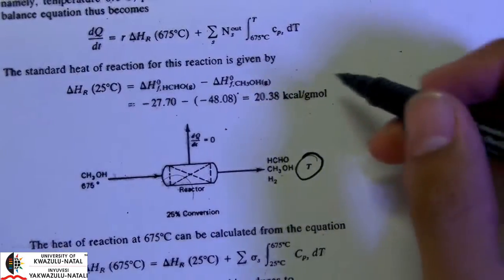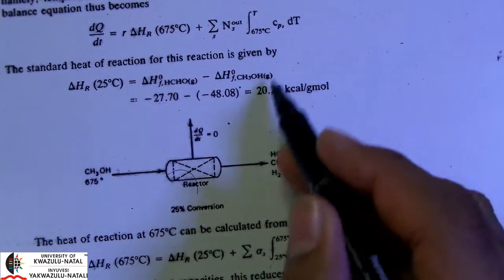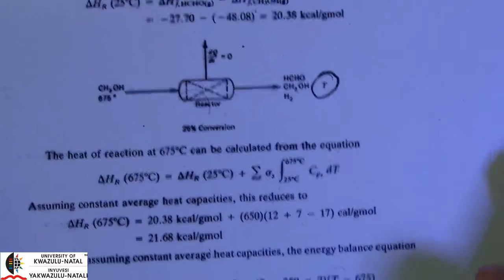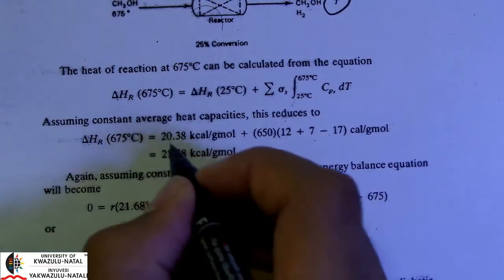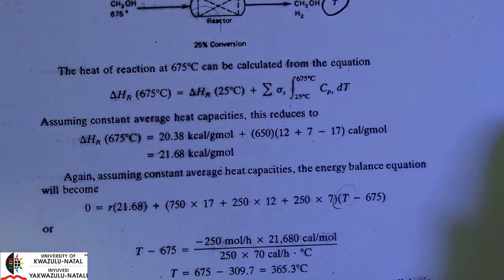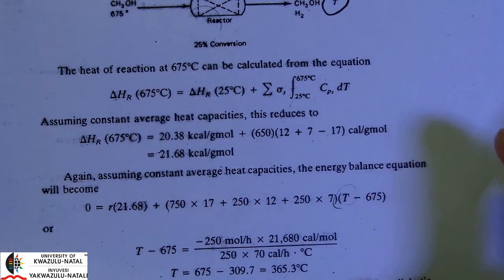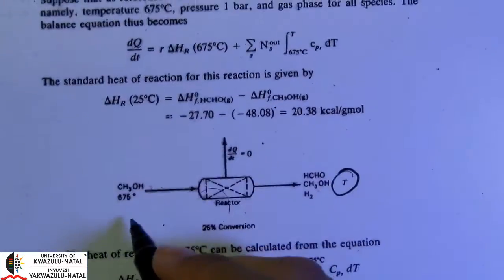Okay, another thing to note is that we have our delta HR for 25 degrees to be 20.38. For 675 it's 21.68. And as you can see, it's positive, right? And that means my reaction is, of course, endothermic. And so consequently, under adiabatic conditions, the outlet temperature will actually be decreased because our endothermic reaction is consuming energy. So that's why we have such a low outlet temperature compared to our inlet temperature.